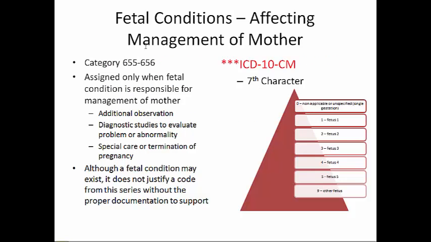So fetal conditions affecting the management of the mother are classified in 655 to 656. These are only assigned when the fetus is actually responsible for modifying the management of the mother. Now in ICD-10, there's a seventh character to specify the fetus that is affected. So for example, if the physician documents that an obstructed labor is due to a breech presentation of a twin pregnancy and fetus 2 is affected, the seventh character would be O64.1XX2 for the breech presentation of that second baby.